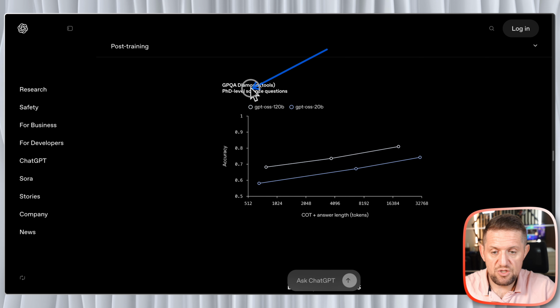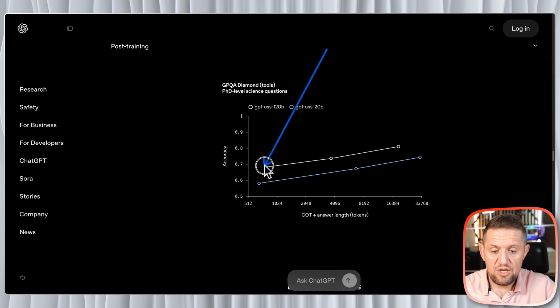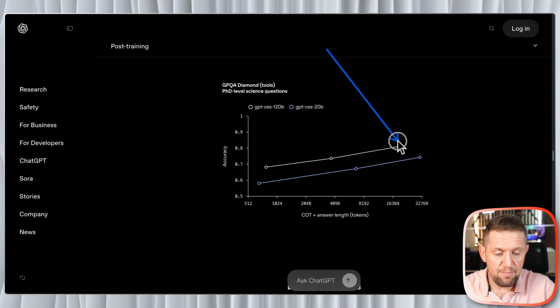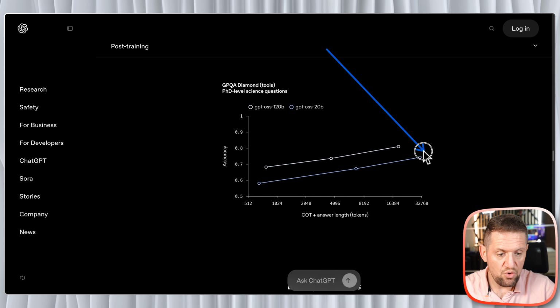Again, the same happens for the PhD level science questions. You can see both accuracy goes up with more reasoning effort. So the same story is here.